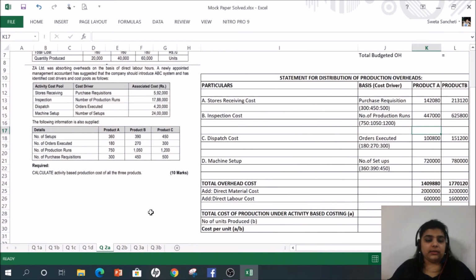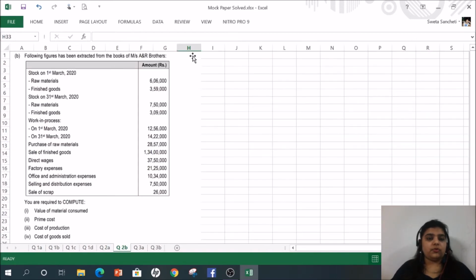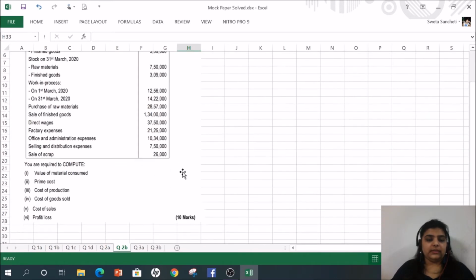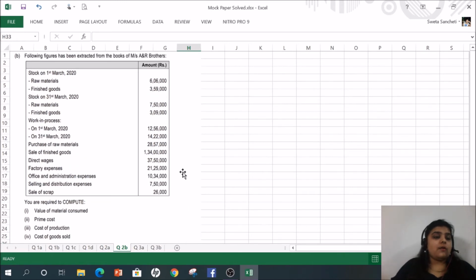Right, let's go ahead. Let's go to question number 2. This is my question number 2. Following figures have been extracted from the books of Messrs A and R Brothers. Stock on 1st March 2020 of raw material and finished goods is given to you. Similarly, stock on 31st March 2020 for raw material and finished goods is given to you. Even the WIP stock is given.